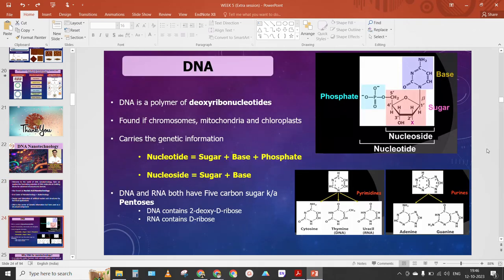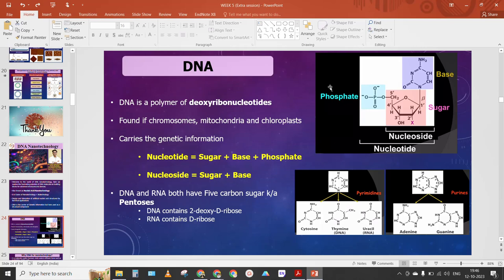So we'll get to know about some DNA information, what DNA is. DNA is a polymer of deoxyribonucleotides. DNA is found in chromosomes, mitochondria, and chloroplasts. It carries the genetic information in two forms, nucleotides and nucleosides. The nucleotide is composed of sugar, base, and phosphates. But nucleoside is only sugar and base. There's no phosphate in this.